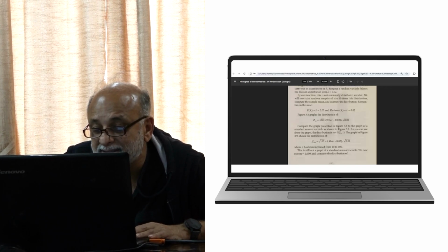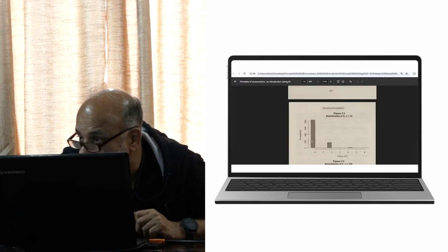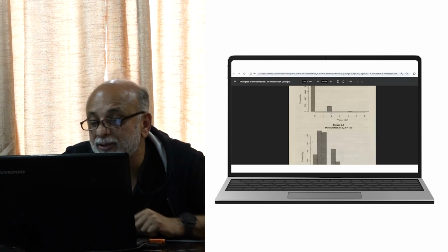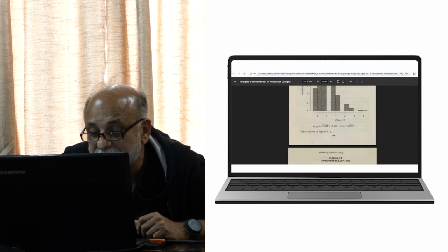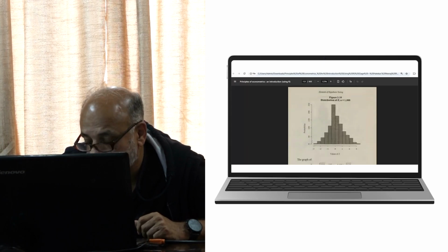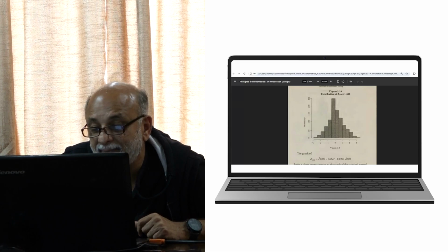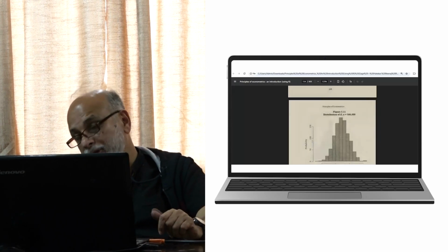So with sample size 10, this is how the distribution looks. If I change it to sample size 100, this is how the distribution looks. And if I take it to sample size 1000, it is becoming more and more normally distributed. And if I take a very large sample size, 500,000, it looks almost normal.